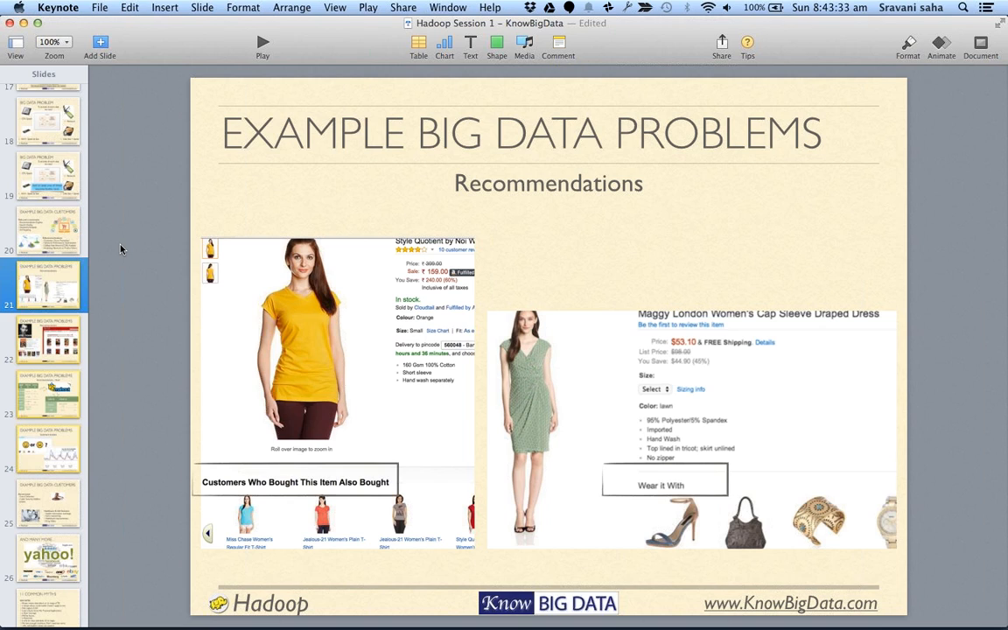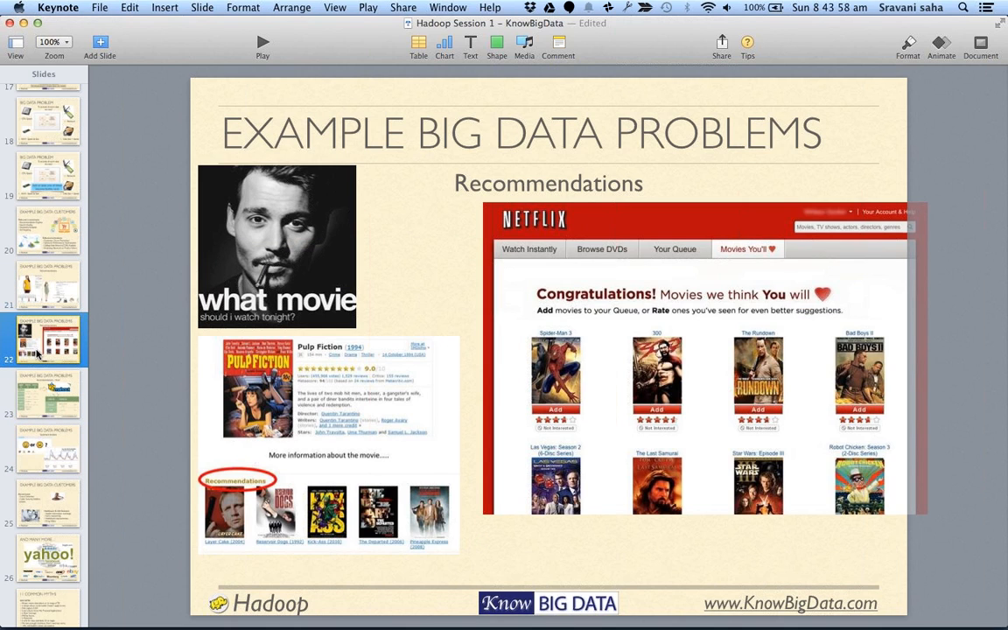So the recommendation could be that you may also like this. People who bought this also bought this, and you can wear this particular thing with these things. There could be a complete-the-set kind of recommendation: since you are buying these two things, you can add one more item and you will complete the box. Similarly, movie recommendation has become quite popular recently after Netflix organized a contest.